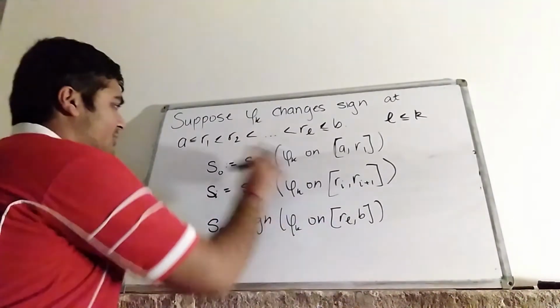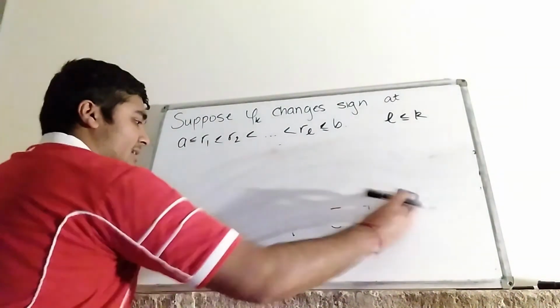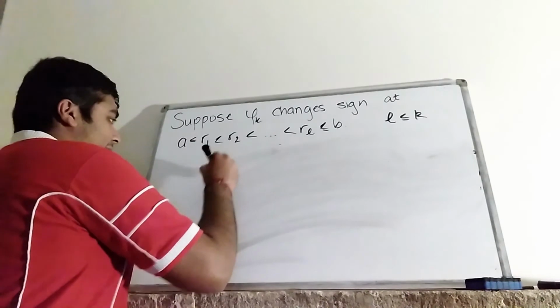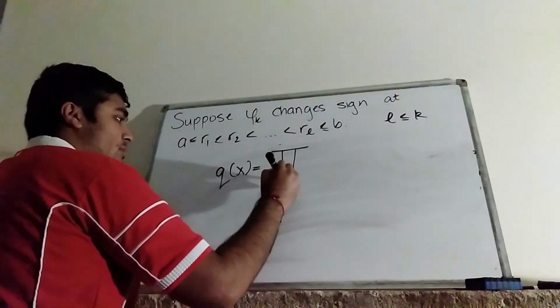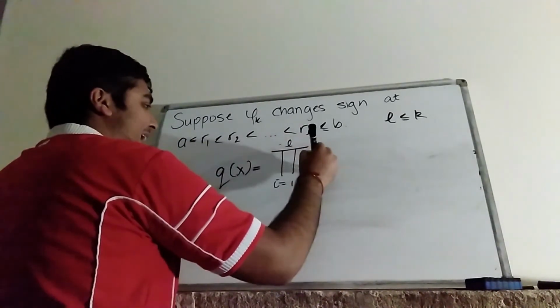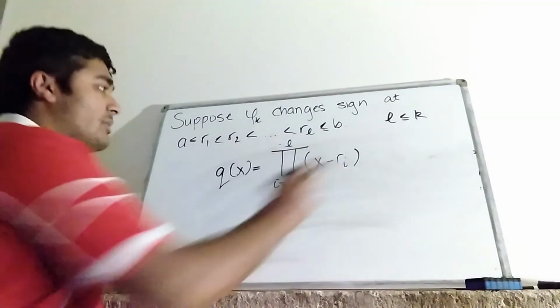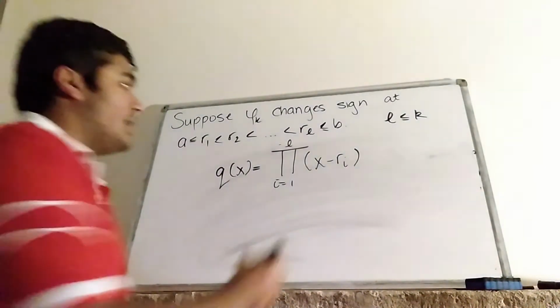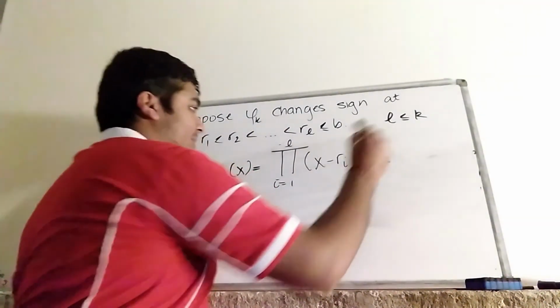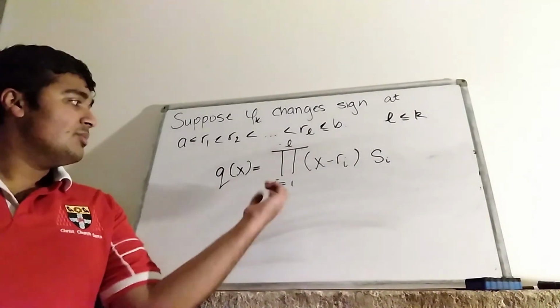Okay, let me rub this off. We remember what the Si are. Q of x is going to be the product from i equals 1 to L of (x minus Ri). So in other words, we're going to deliberately get our roots out of this and then multiply by Si. Okay, well what's this going to do?